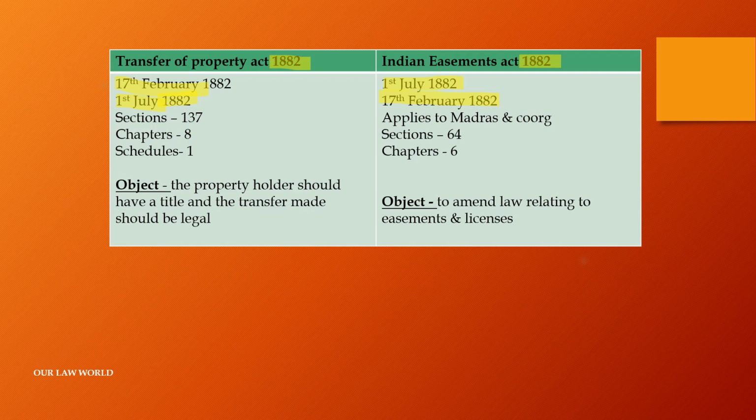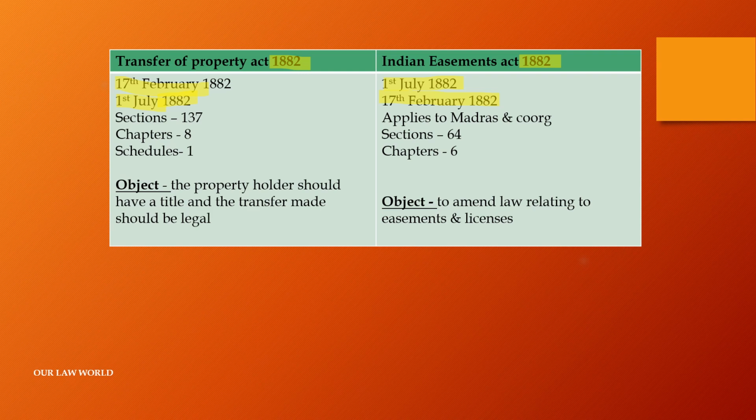The reason for having these two acts side by side is that you can find the similarity: both of these acts came in the same year, 1882, and the dates are also the same. That means at the same time the bills were passed, and at the same time these two acts came into force. One is 1st July 1882 and the other is 17th February 1882. Now going into the Transfer of Property Act, it has 137 sections in 8 chapters. This act is regarding the transfer of property from one person to another person.